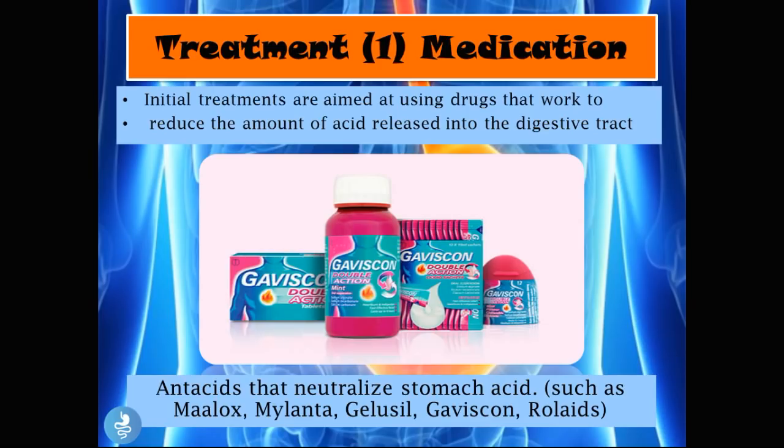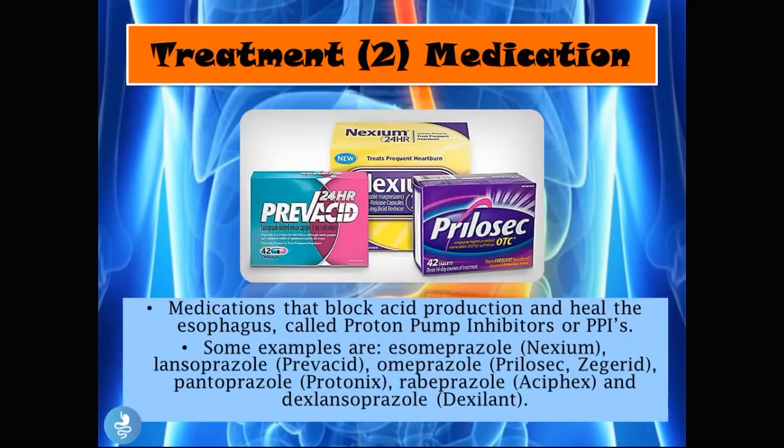In terms of medical treatment, the initial treatments are aimed at using drugs that work to reduce the amount of acid that is being released into the digestive tract. We can start off with antacids, which neutralize the stomach acids, and examples are Maalox, Mylanta, Gelusil, Gaviscon, and Rolaids.